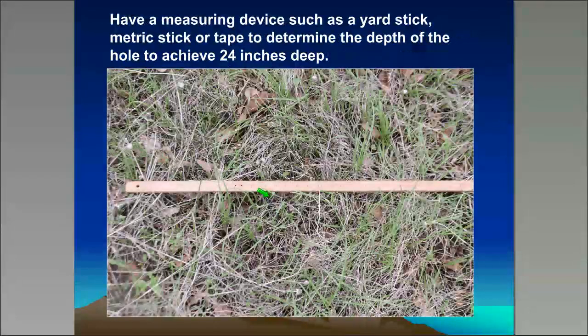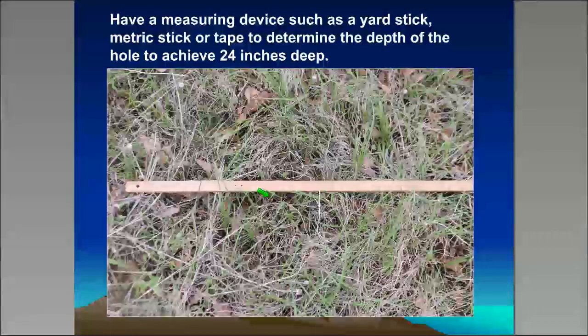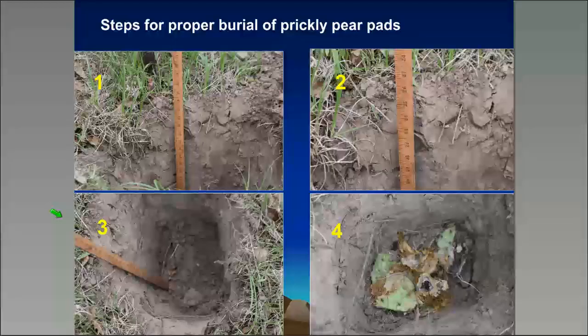But it's going to take digging a hole that's 24 inches deep. And note right here on the yardstick, this metric stick, this is 24 inches. So I'm going to be digging a hole and burying the pear under 24 inches of soil. So I go in, and as in scene one, I've dug a hole here that's 26 inches deep, because when I put the prickly pear in the bottom of the hole, I want it to be covered with 24 inches of soil. So this is what my hole looks like in picture number three.